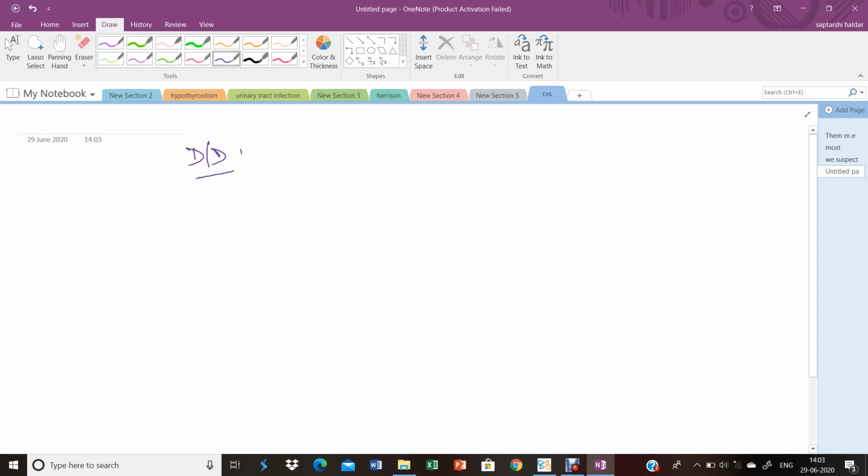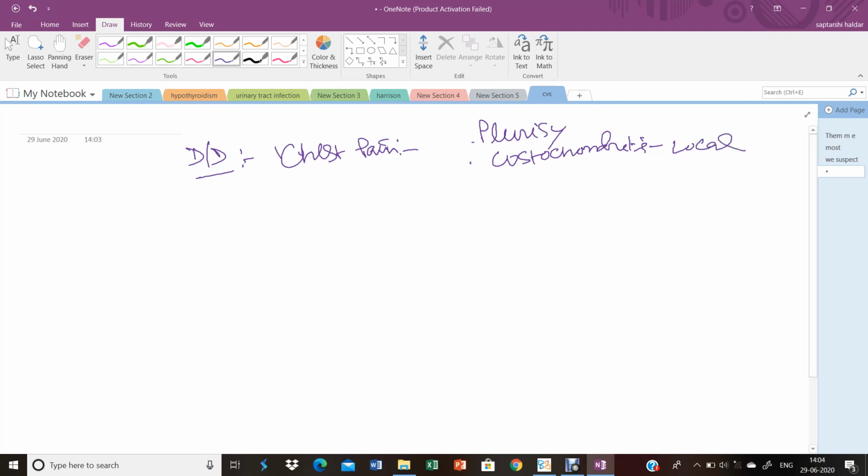So differential diagnoses for chest pain include pleurisy and costochondritis. Costochondritis has local tenderness. Pleurisy has inspirational pain. Also acute coronary syndrome, and the patient may have bronchitis or pneumonia.